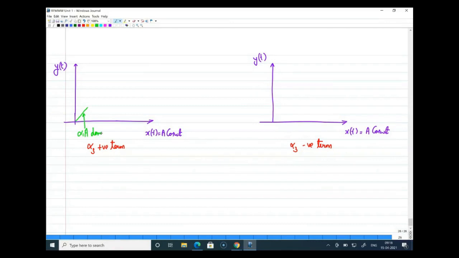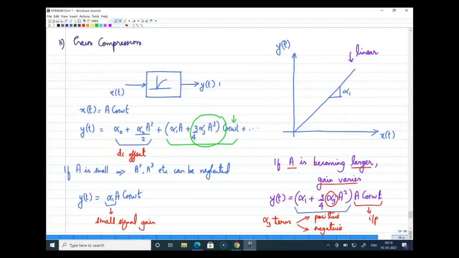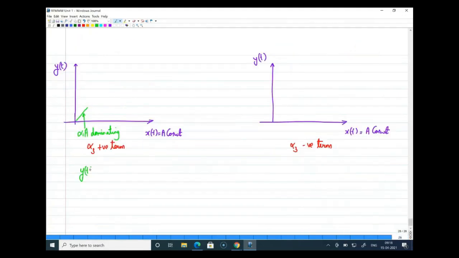The alpha 1 a term will be dominating, or I can even neglect the higher order terms, so that you will actually get a linear response. But what happens when your a increases? If your a increases, and at that time you have a positive alpha 3 term, you are expecting an output y of t which is equal to alpha 1 a plus 3 by 4 alpha 3 a cube, or to write it in this fashion, 3 by 4 alpha 3 a square into a cos omega t, right.